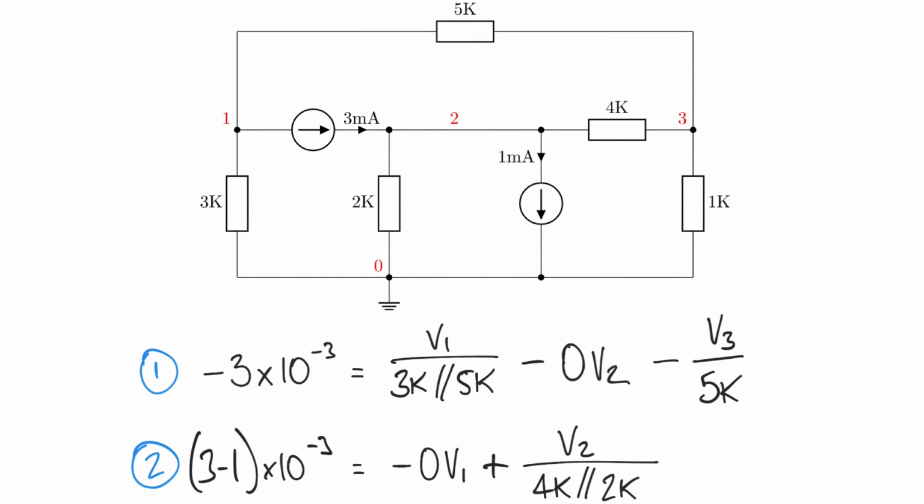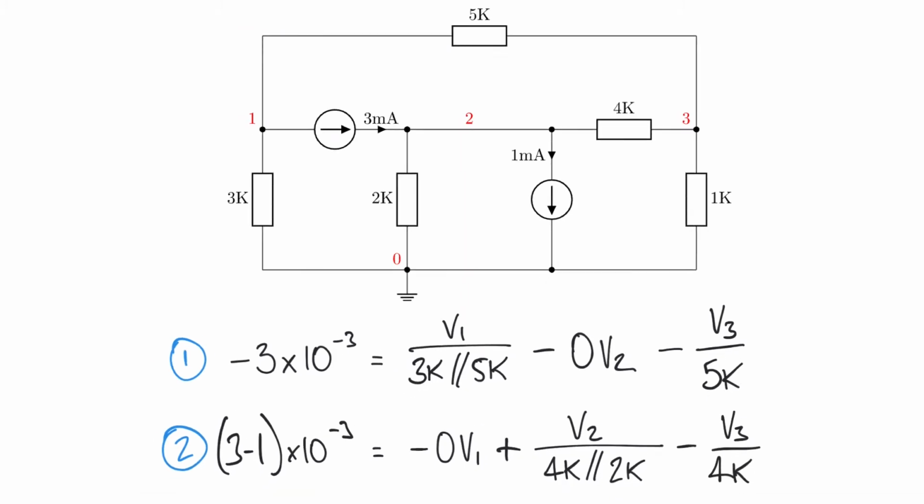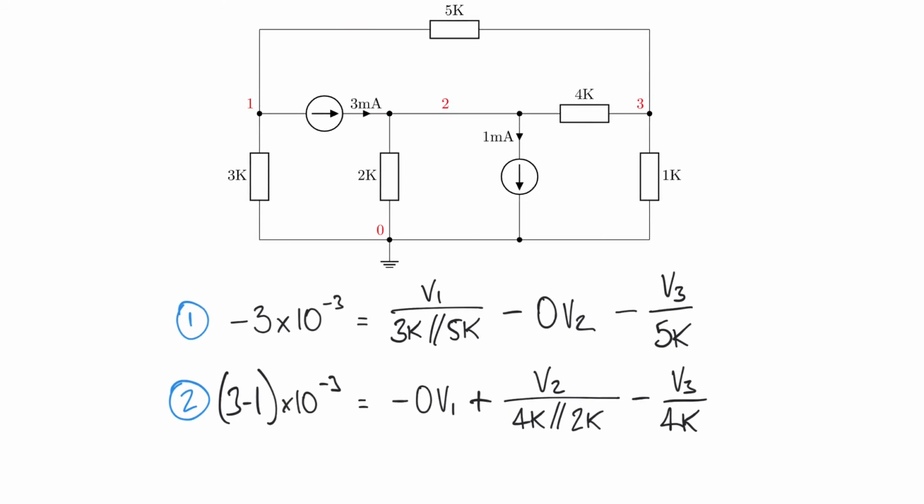And V3 all the way over here, do we have anything taking us from node 2 to node 3? Yes, we can go via this 4K resistor, and so we're subtracting finally V3 over 4K. Last equation for our third node, so we're at node 3 now. Do we have any currents connected directly to node 3 of our circuit? Well, the answer is no, and so we have 0 on the left-hand side of our third equation.